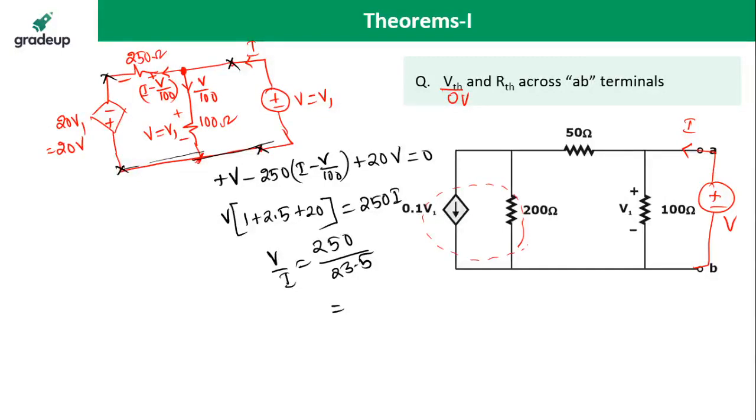Did anybody get that one? 250 divided by 23.5. 10.63. Apply nodal, you can write nodal. You can write KVL through the outer loop if you know the current. Rahul. Umesh, tell me the answer. Umesh, 25 ohms will be the RTH, not exactly 25 ohms. I'm getting less than 25, around 10.63.